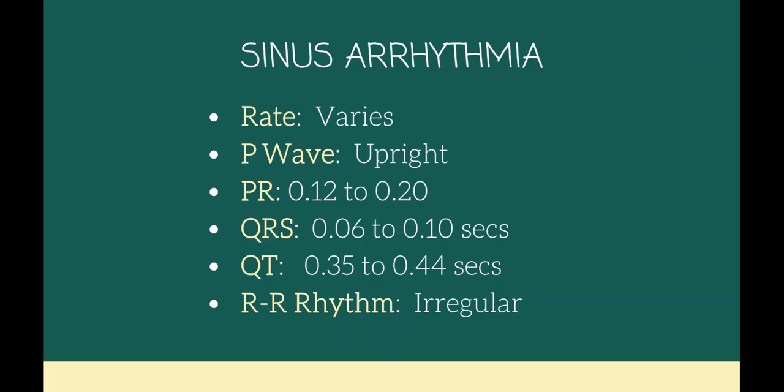This next rhythm is called sinus arrhythmia, aka sinus dysrhythmia, and it's basically the same as a sinus rhythm, but the only difference is that the R to R is irregular. When the R to R is irregular, it causes the rate to also be irregular. As you can see, everything else is the same. The PR, the QRS, and the QT all have the same values as a sinus rhythm.